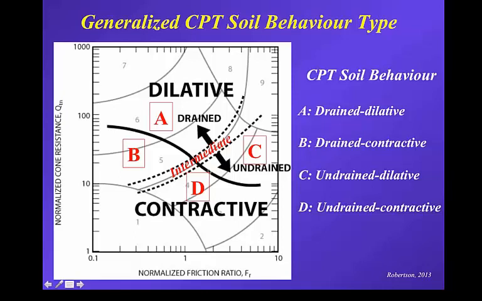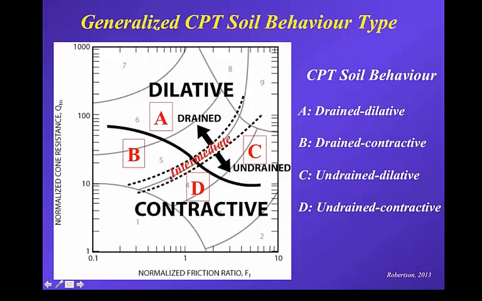And so you may recall from a previous webinar that I talked about a more generalized soil behavior type chart where I'd shown not only the drainage, but whether or not soils were contractive or dilative. Zones A and B were essentially coarse grain materials where penetration is predominantly drained, and above the line in zone A they would be dilative, and below the line in zone B they would be potentially contractive.